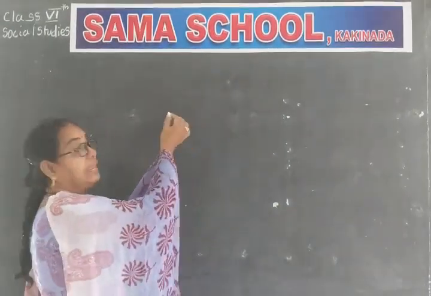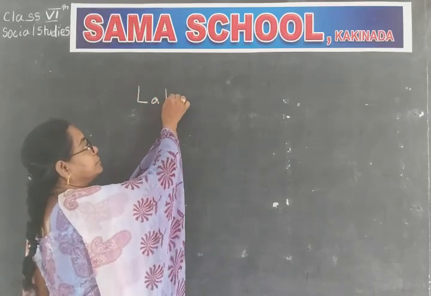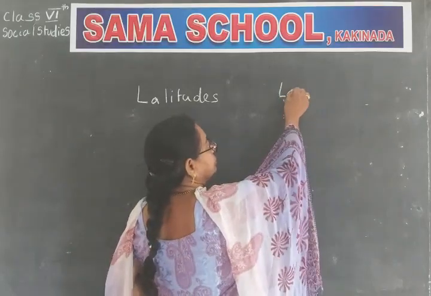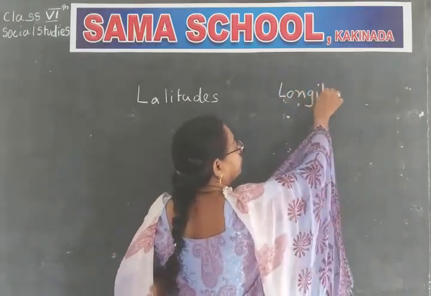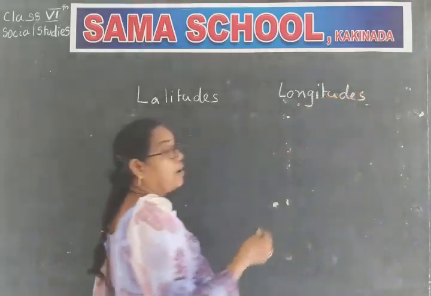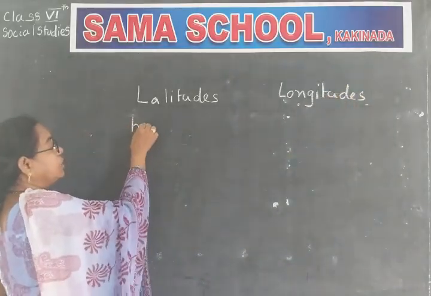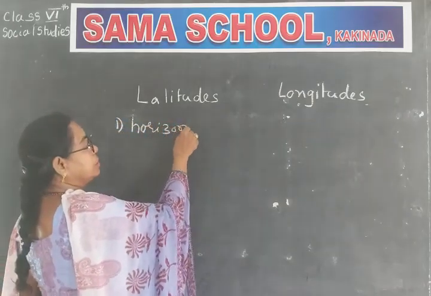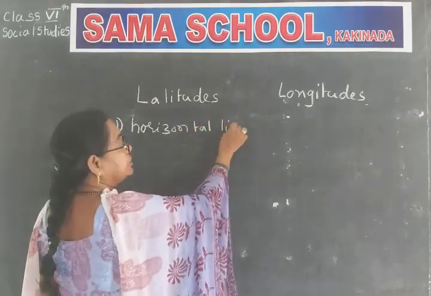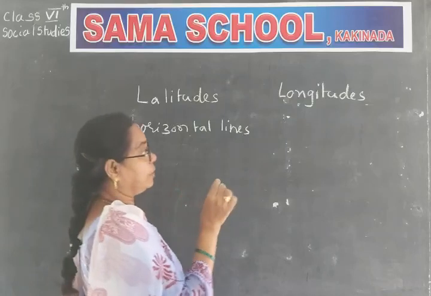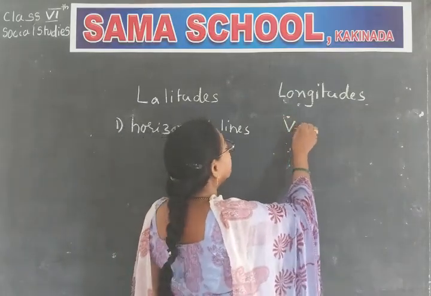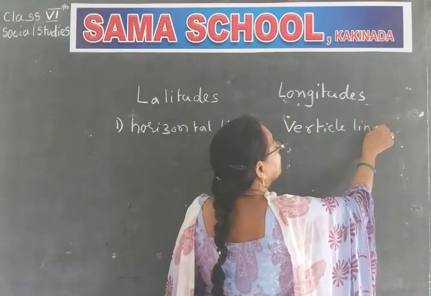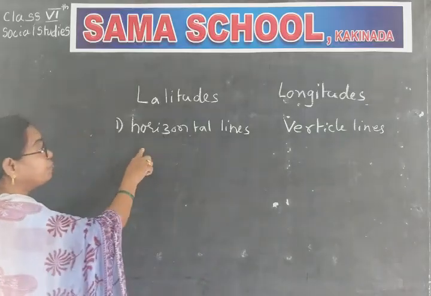I am telling again: these are latitudes and these are longitudes. Latitudes are horizontal lines. This we learned the day before yesterday, or in the previous class. Longitudes are vertical lines. These latitudes are drawn from west to east.